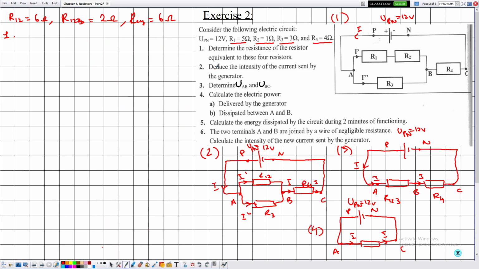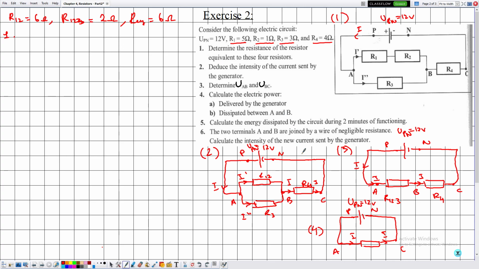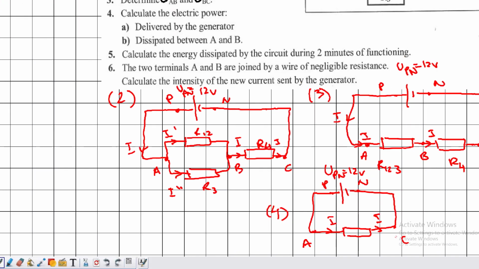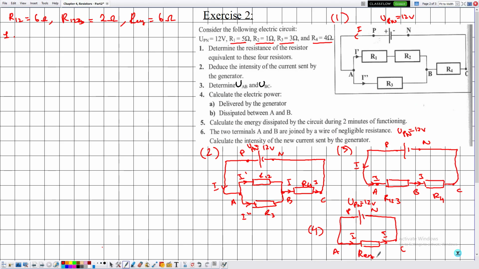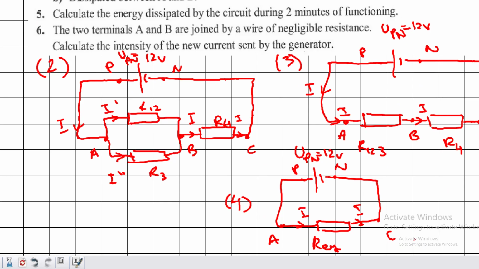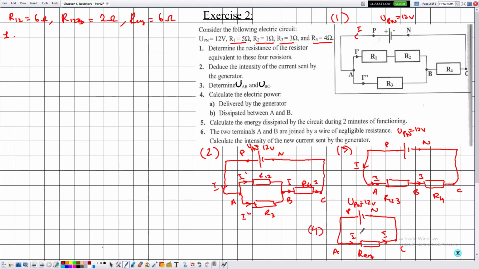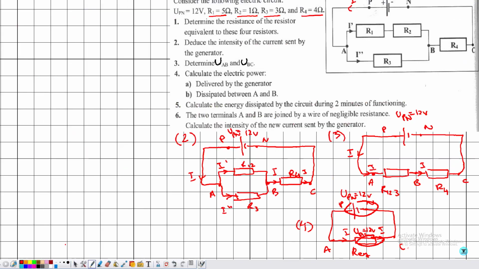Now they are telling me to deduce the intensity of the current sent by the generator, and deduce means that we need to use the previous part. The previous part is related to the final equivalent resistance, which is this circuit. Notice that this is R equivalent of value 6 ohms, and if UPN is equal to 12 volts, then the applied voltage here UAC is equal to 12 volts. No need to prove it because it's the only component present in this circuit.